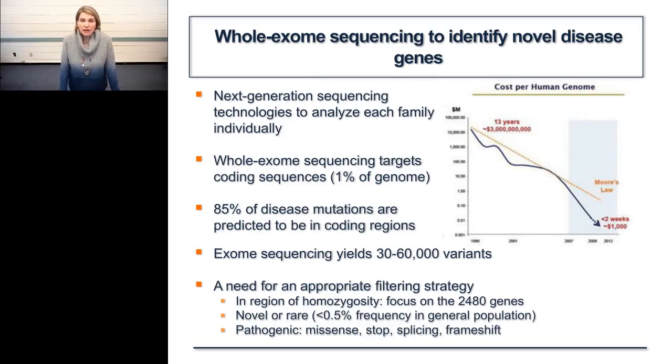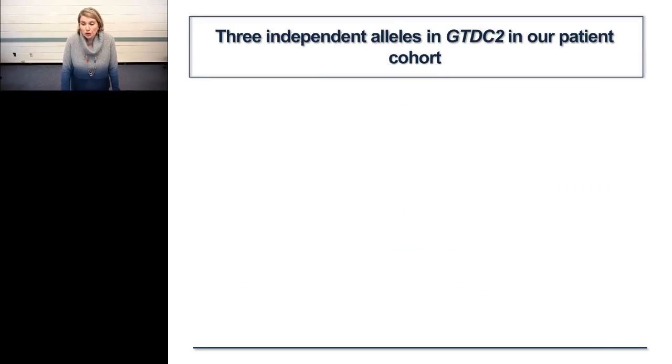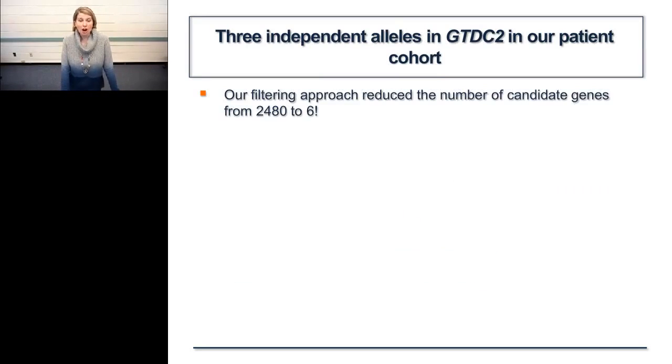And so it can either be a missense mutation, a change in an amino acid, or a truncating mutation, which either causes a stop, a splicing change, a frame shift, something that will prevent the full translation of the protein and will generate a truncated, non-functional protein. So we were very shocked at the very beginning because this filtering approach reduced the number of genes from almost 2,500 to 6 in this particular case.